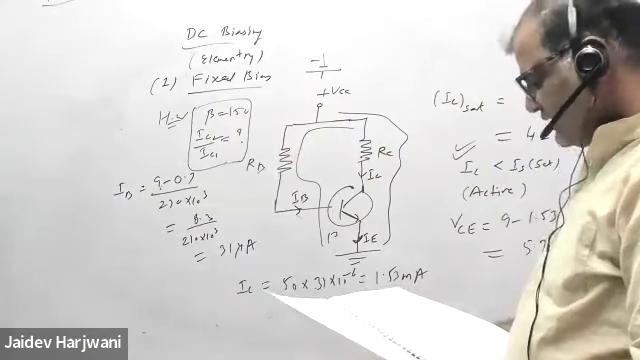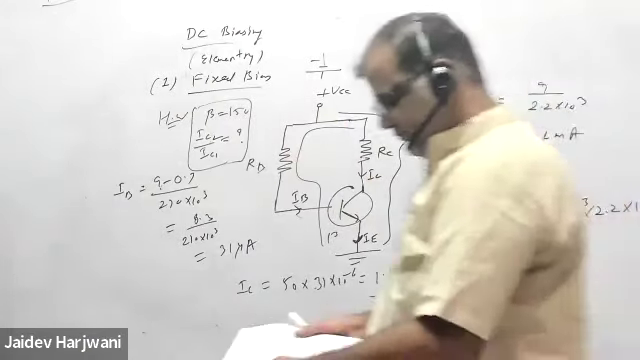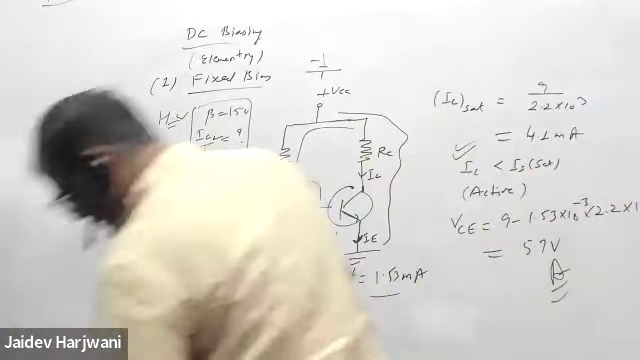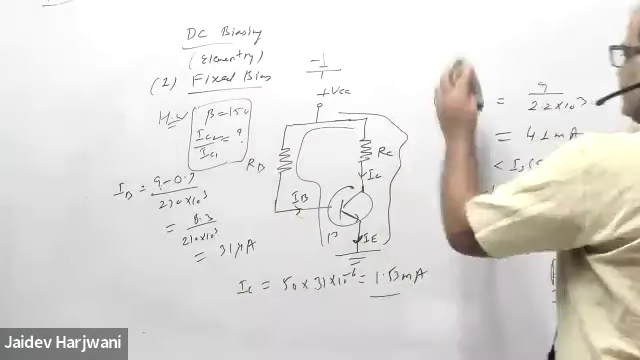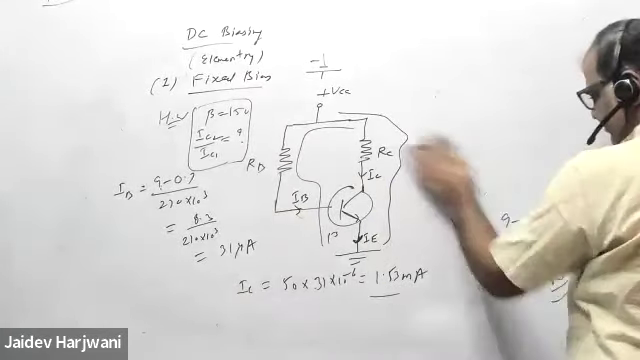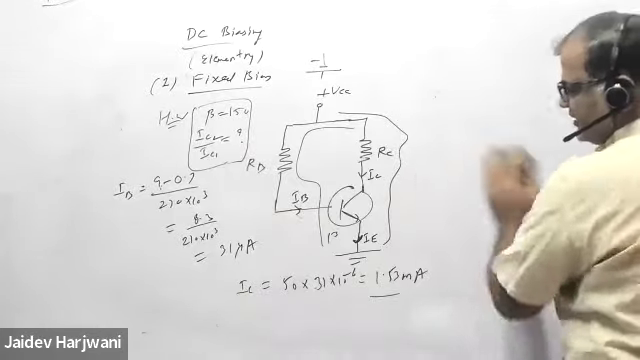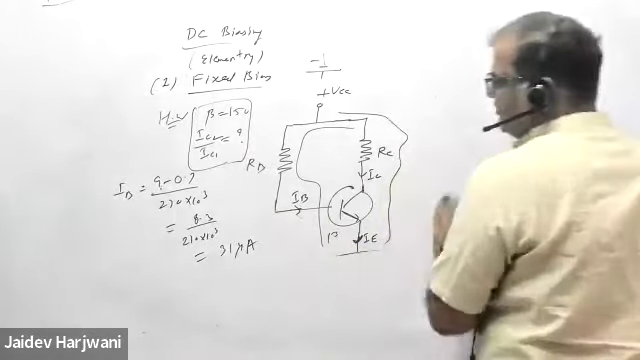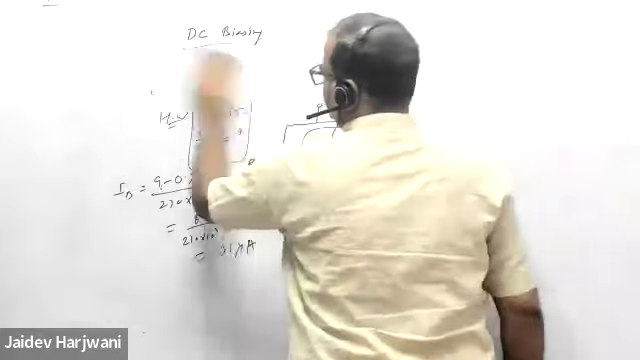Now I'm going to the next type of biasing. So this is elementary bias. Slowly we'll see some biasing which may be better than this one, and then finally we'll see the commercial biasing, which is practically used.